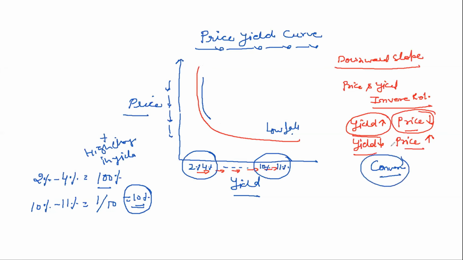I think now these two properties must be understood by you: why the curve has a downward slope and why the curve is convex in nature, right?